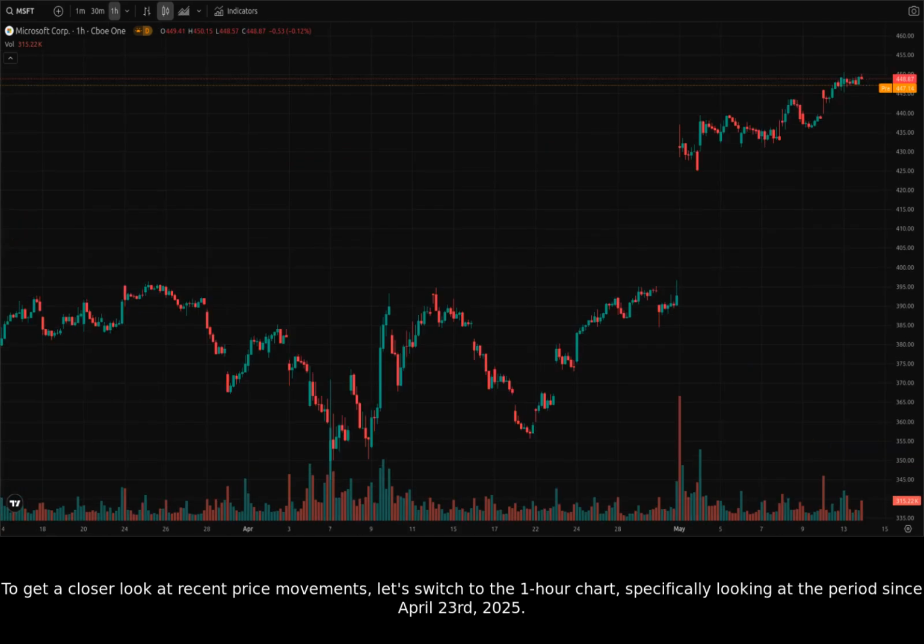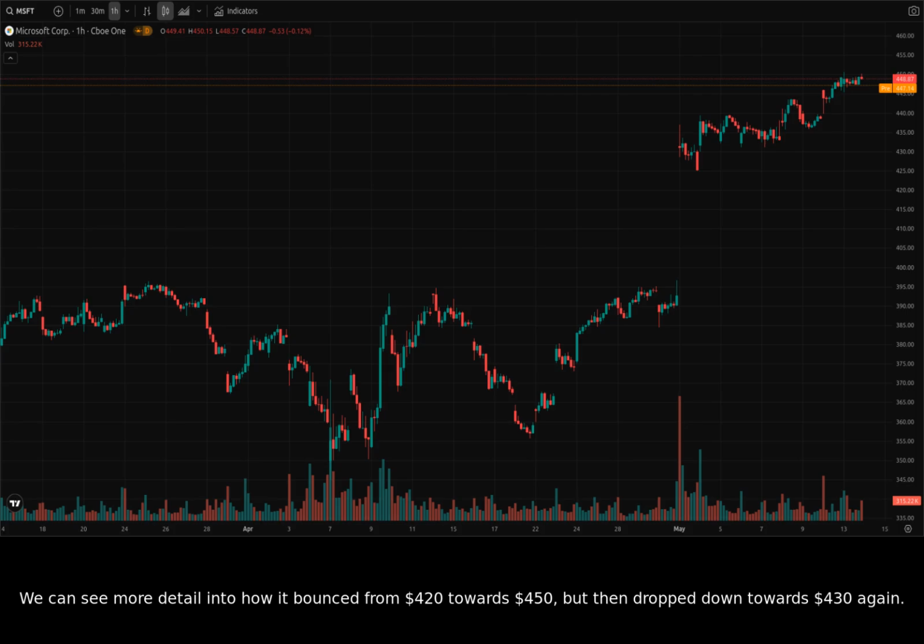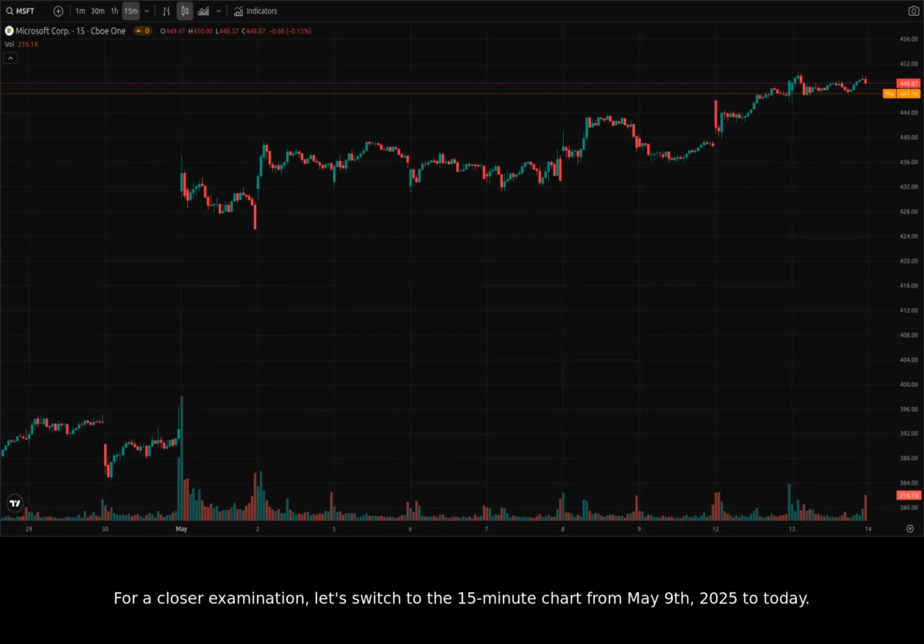To get a closer look at recent price movements, let's switch to the 1-hour chart, specifically looking at the period since April 23, 2025. We can see more detail into how it bounced from $420 towards $450, but then dropped down towards $430 again. For a closer examination, let's switch to the 15-minute chart from May 9, 2025 to today.